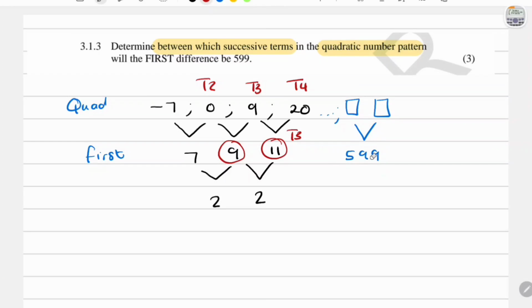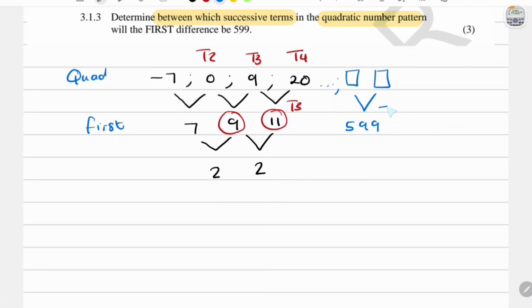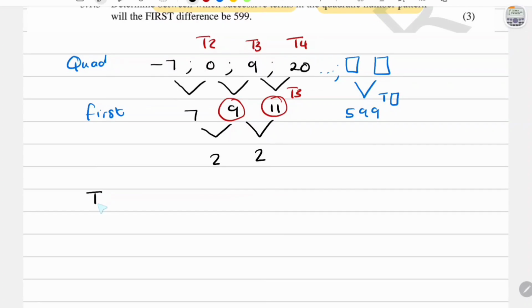We're just going to have to find what term exactly 599 is in the first difference. So for us to find out which term exactly belongs to this in the first difference, we would have to try and find the pattern of this. Okay, the pattern of the first difference. Your first difference in a quadratic pattern is always an arithmetic pattern. The formula for an arithmetic pattern is Tn is equal to a plus (n minus 1) multiplied by d.